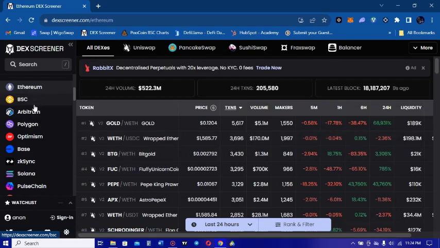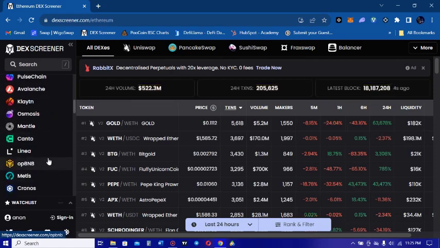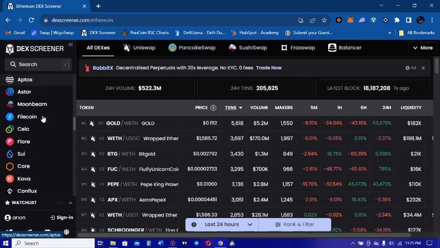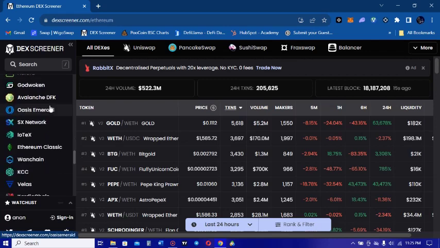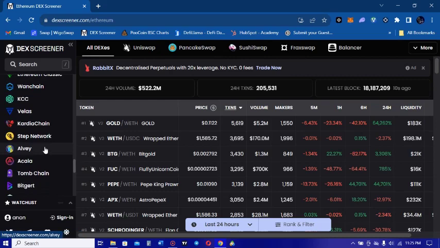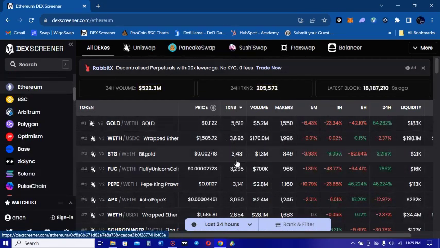So there's Ethereum, BSC, Arbitrum, Polygon, and if you go down, you see ZK Sync, Osmosis, Mantle, Linea, Aptos, Astar, Moonbeam. Almost every blockchain can be viewed via Dexscreener, and they've come a long way, because in the past, knowing Dexscreener, I know that they did not have this many blockchains up, so they have definitely come a long way.